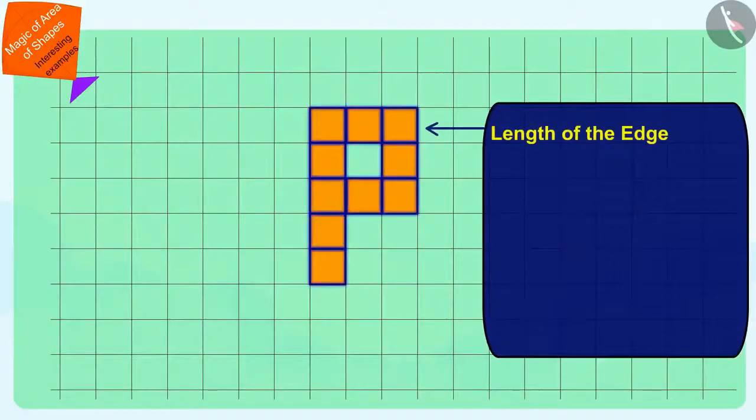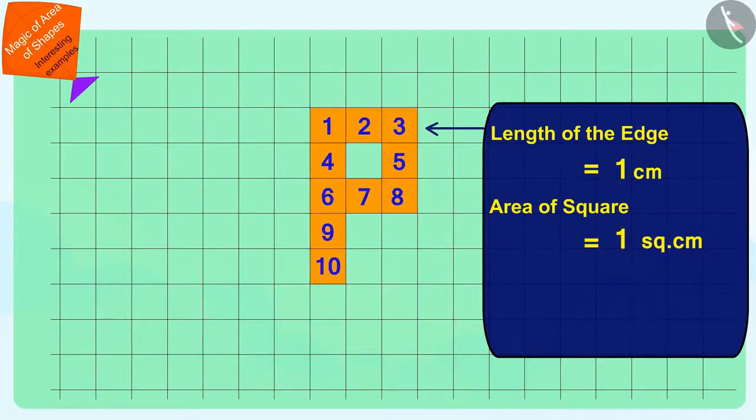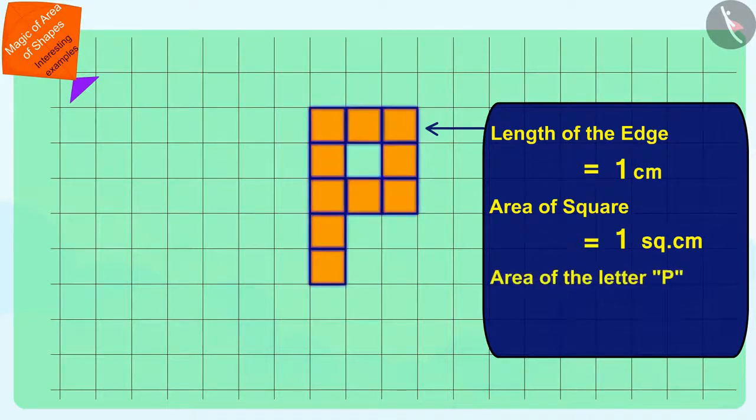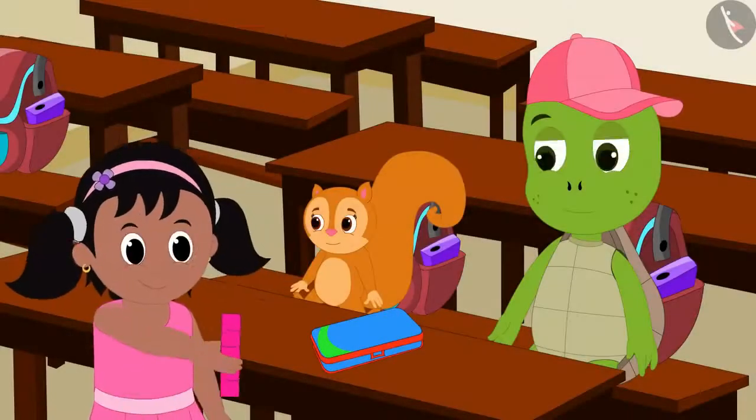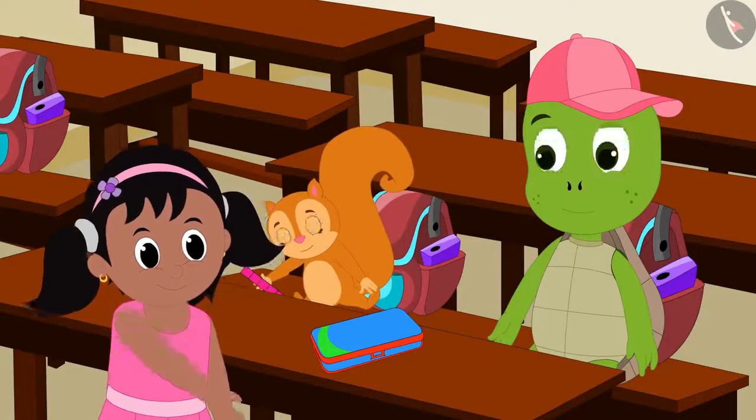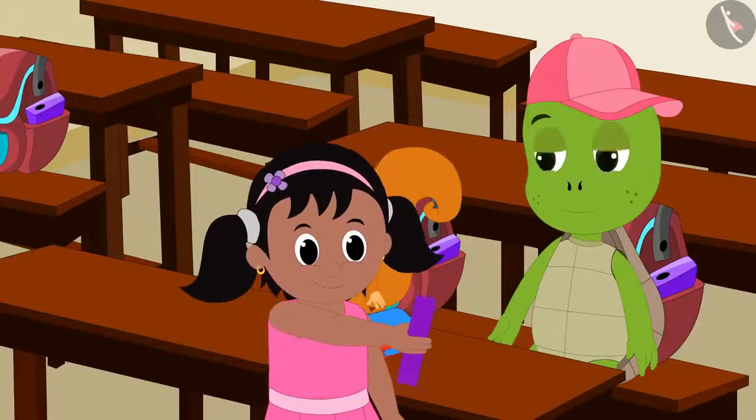The length of the edge of each square-shaped sticker is 1 centimeter. So, the area of each square-shaped sticker will be 1 square centimeter. Pinky has used 10 such stickers in her name letter P. Therefore, the area of the letter P in her name will be 1 times 10 square centimeters. Pinky gave 10 stickers each to both Chanda and Tufan to make their own letters.